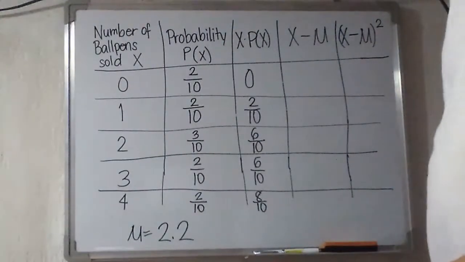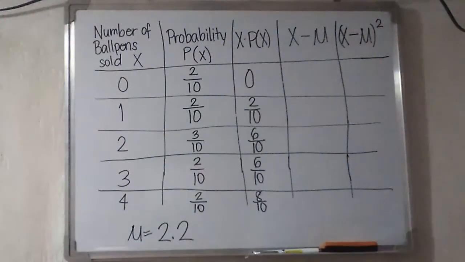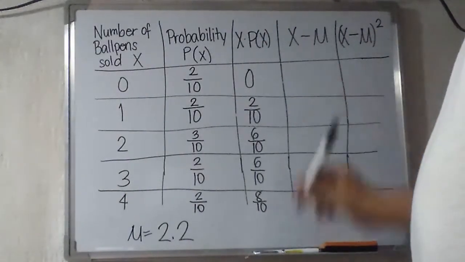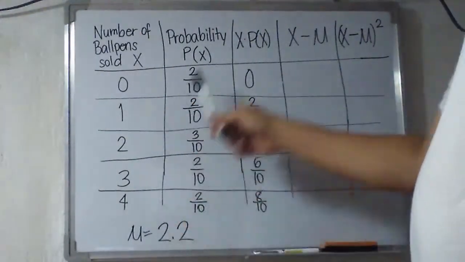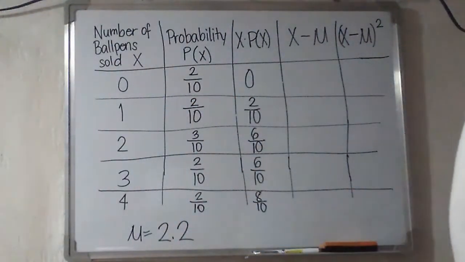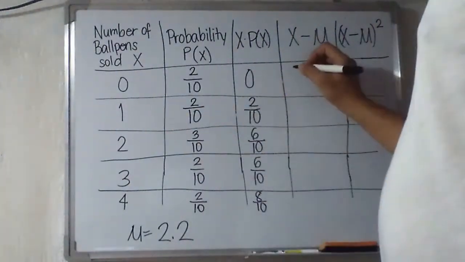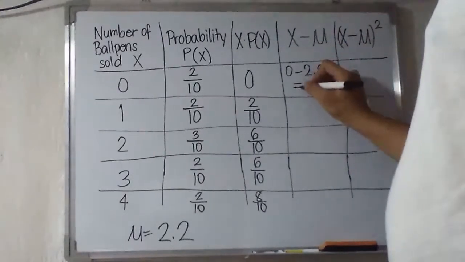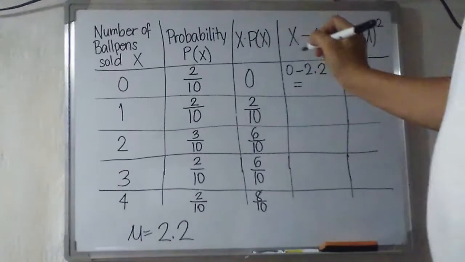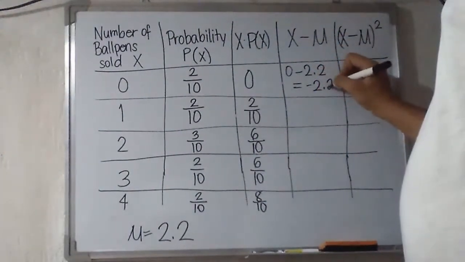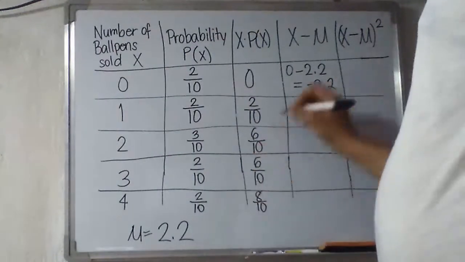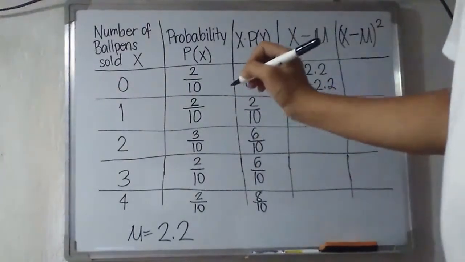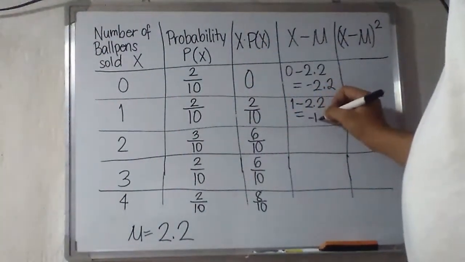Next, we are now going to fill in the next column. X minus the mean. So this part right here minus the mean. 0 minus 2.2 is negative 2.2. 1 minus 2.2 is negative 1.2.